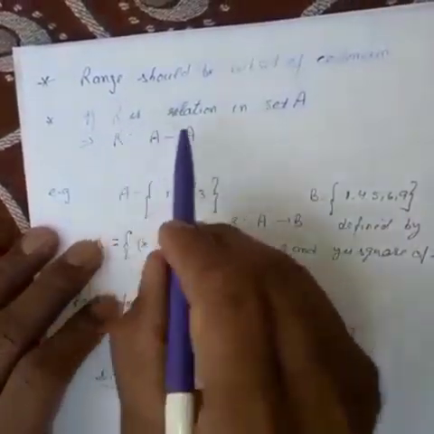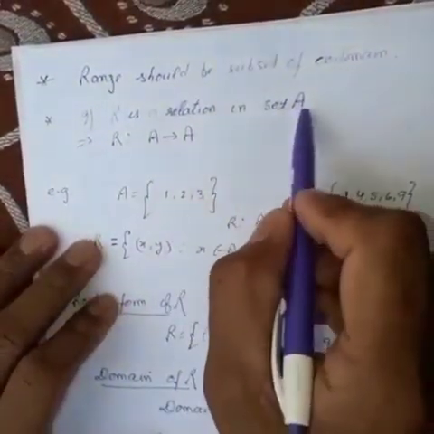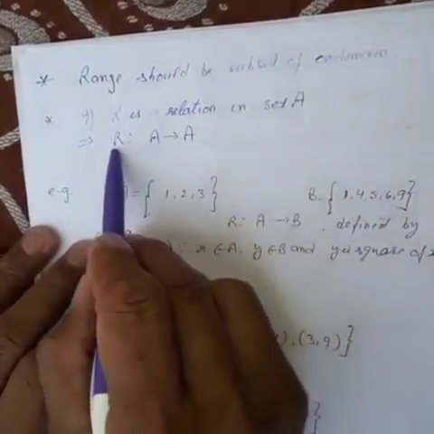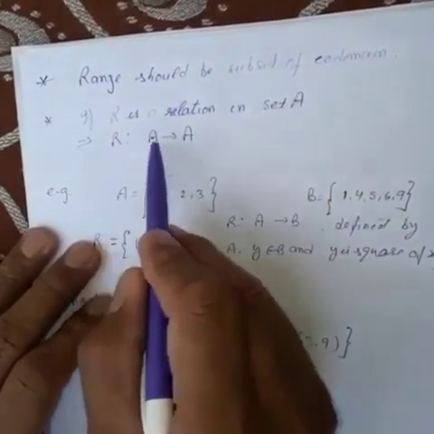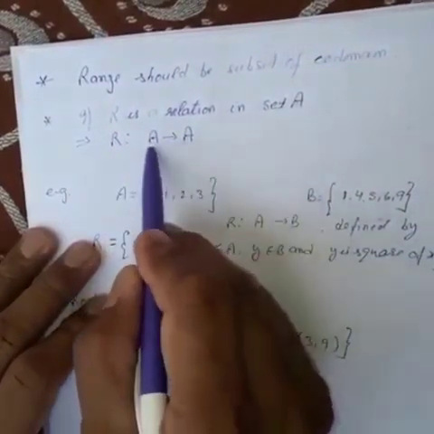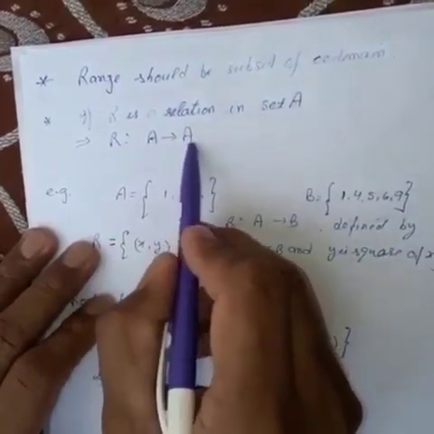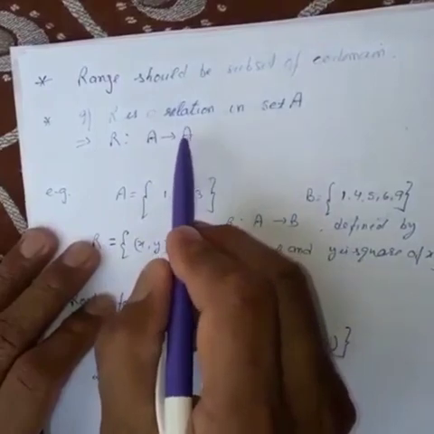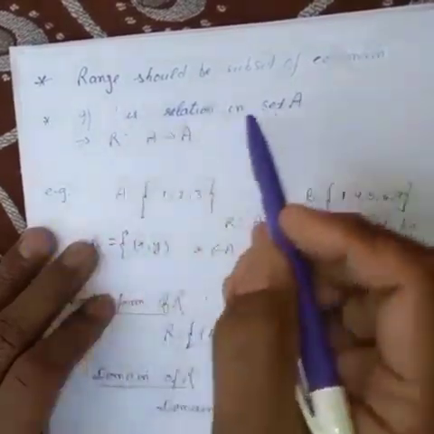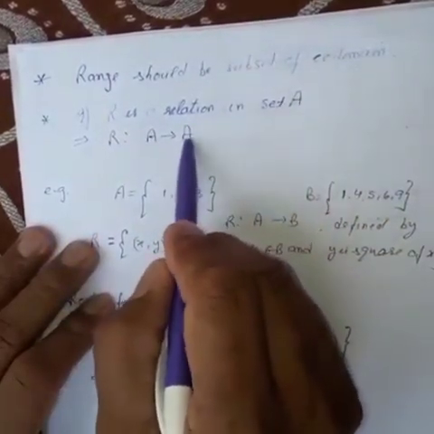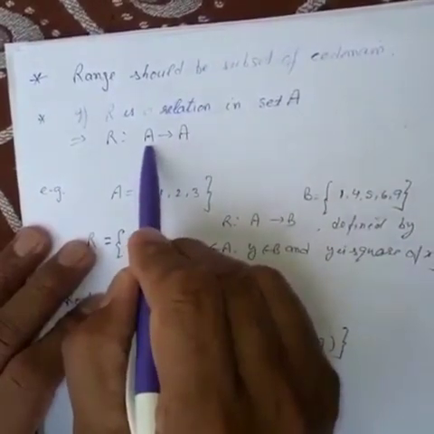Now if R is a relation in set A, then in symbols we write R is a relation from A to A. It means the domain elements belong to A, and this is the codomain, so therefore the range elements will also belong to A. You can also say that the image will belong to this set and the pre-image will belong to this set.